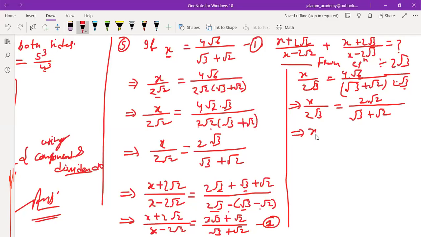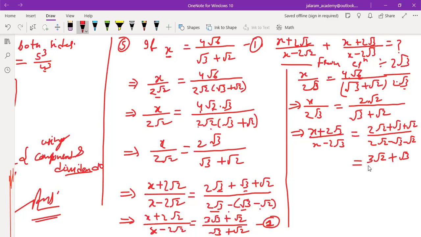Then use componendo and dividendo. So it becomes x plus 2 root 3 over x minus 2 root 3 equals to 2 root 2 plus root 3 plus root 2 over 2 root 2 minus root 3 minus root 2. So it is 2 root 2 plus root 2, 3 root 2 plus root 3 over 2 root 2 minus root 2, root 2 minus root 3.